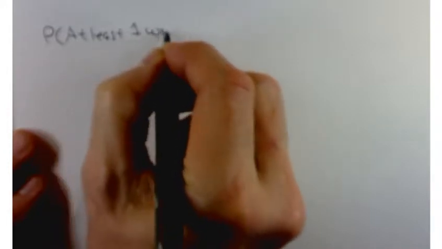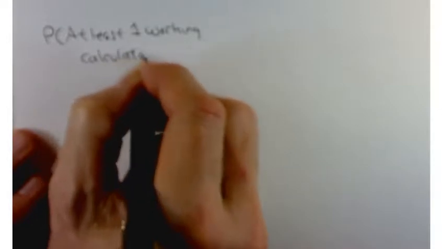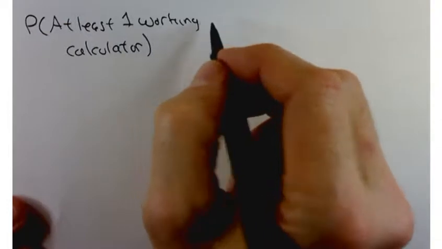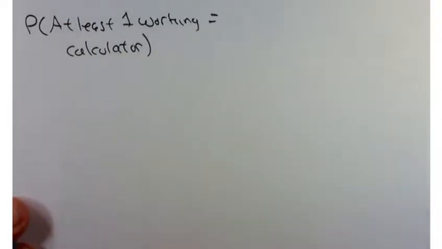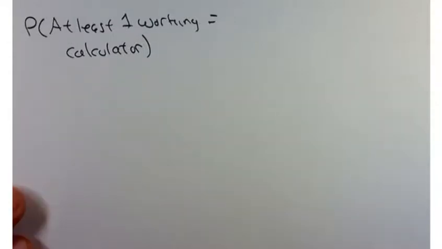So, let me go to probability of at least one working calculator. Like I said, there's a lot of different ways that this could happen. But the easiest way to calculate this is through the complement, because you could have one calculator work, the other calculator work, etc.